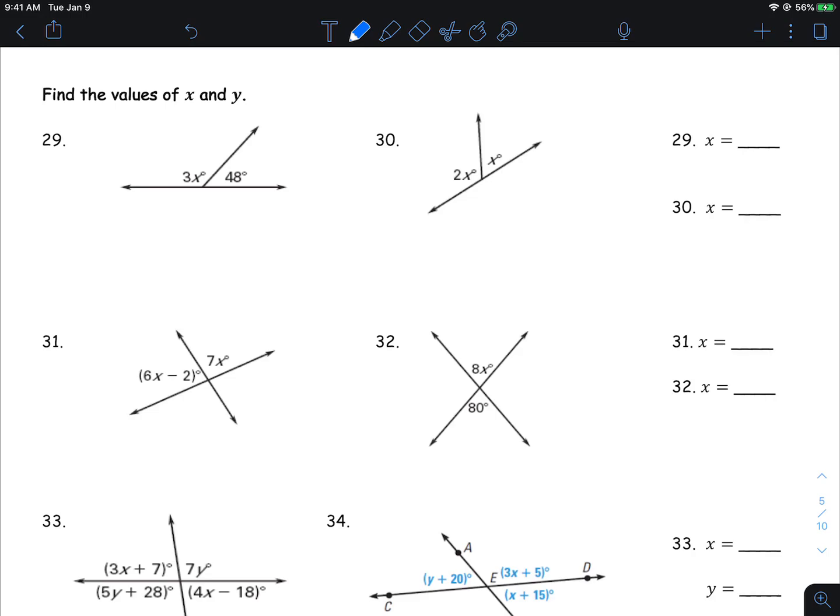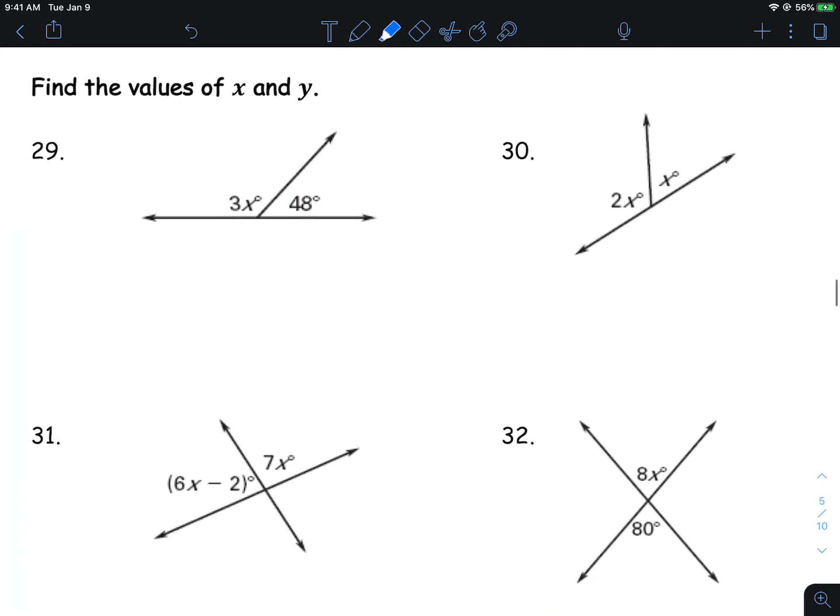Okay, this next page is going to be dealing a lot with either linear pairs, vertical angles, or both. So, a couple of different angle pairs that we learned in this unit. This first one is a linear pair, and I know that because when they're next to each other, adjacent, they make a straight line. Linear pairs will always add up to 180 degrees when you see the straight line.